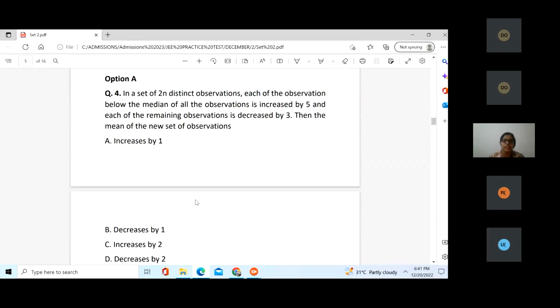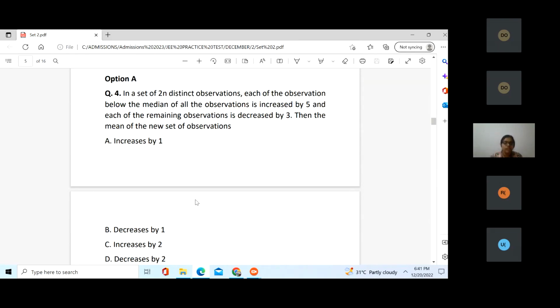In a set of 2n distinct observations, each of the observations below the median of all the observations is increased by 5. So the first point given in the question is, I have a set of 2n distinct observations. And the next part is, each of the observations below the median is increased by 5, and each of the remaining observations is decreased by 3. So I need to find out the median. After that, all the observations below the median are increased by 5, and all the remaining are decreased by 3.